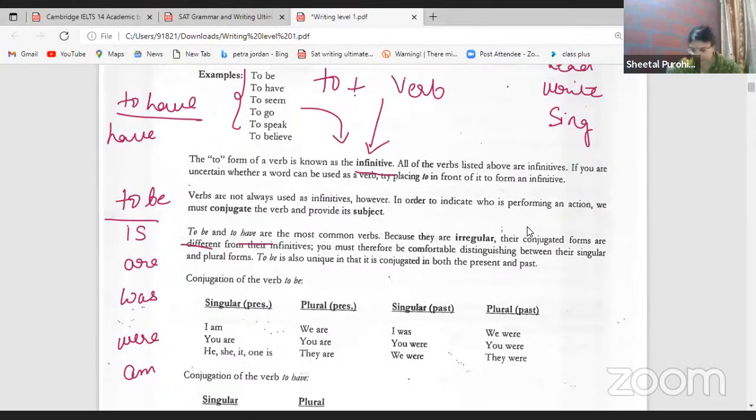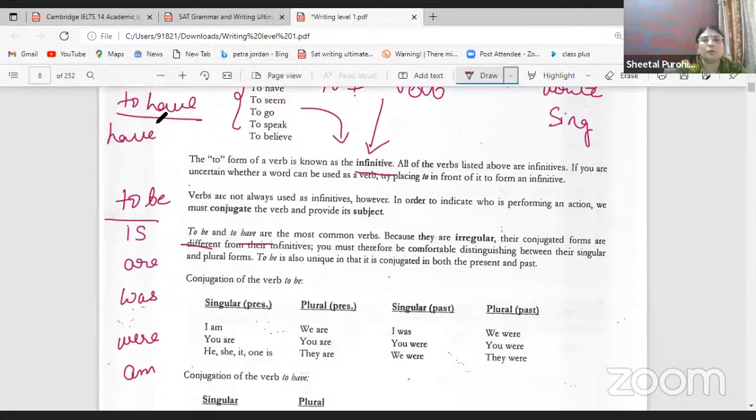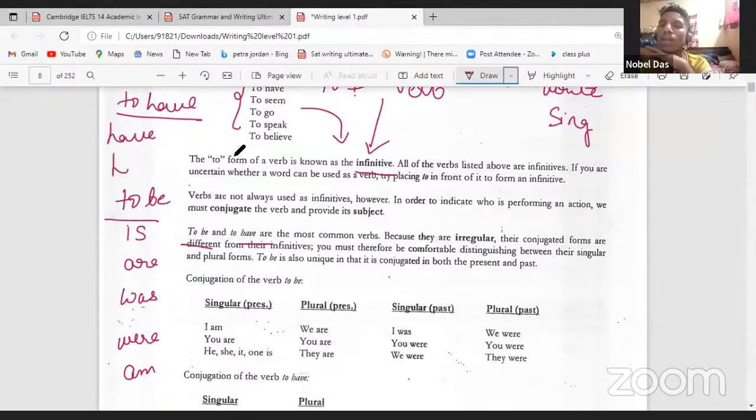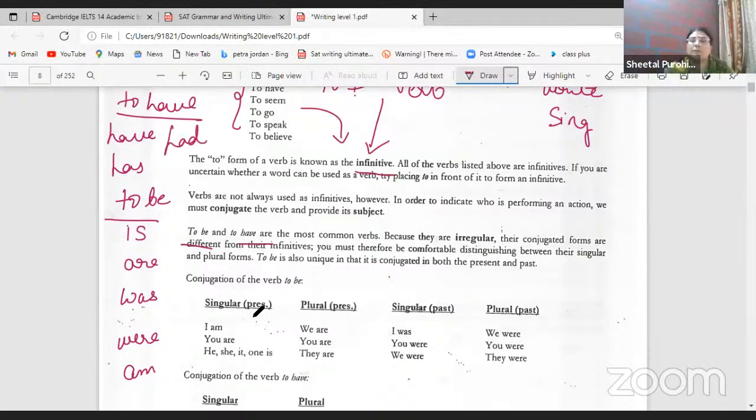So now what I was telling you was the forms of to be are have, has, and had. To have, ma'am, to have. Not to be. The forms of to have are have, has, had. Now these are the forms of irregular verbs.